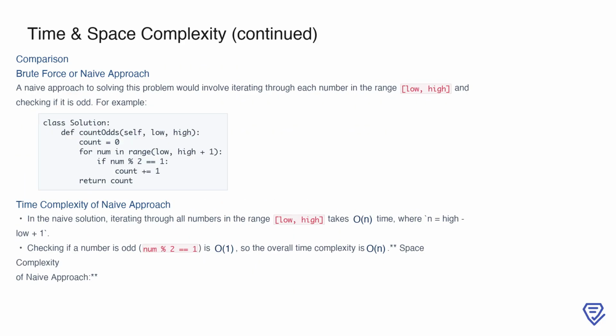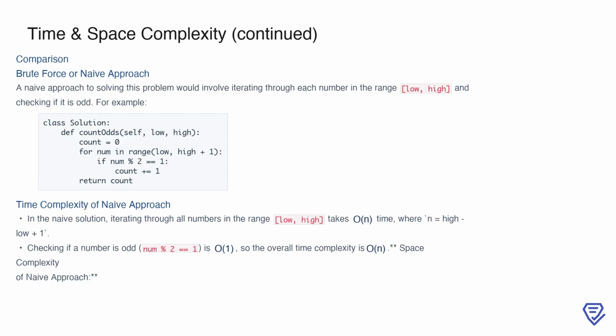Let's compare this with a naive or brute force approach. In the naive method, we iterate through each number in the range [low, high], and check if it is odd using the modulo operation. The code might look something like this: we initialize a counter, loop through all numbers in the range, and increment the counter for each odd number. While this approach may seem straightforward, its time complexity is O(n), where n is the size of the range, calculated as high - low + 1.